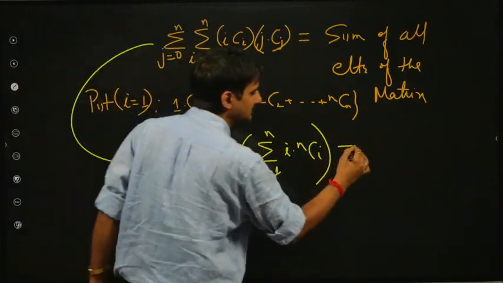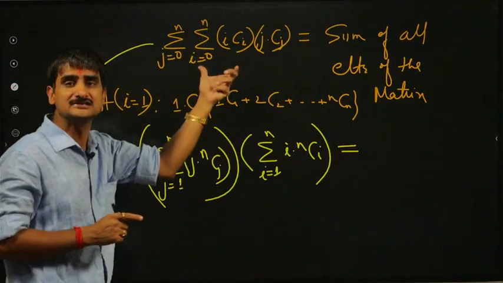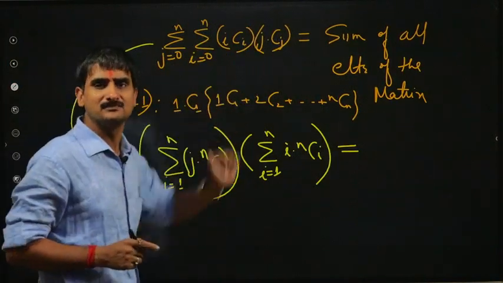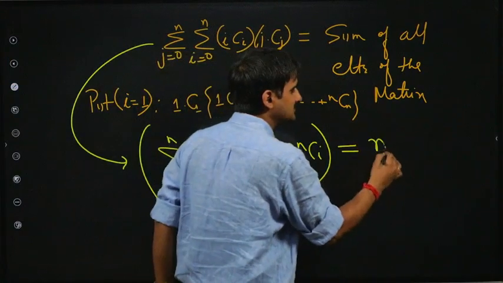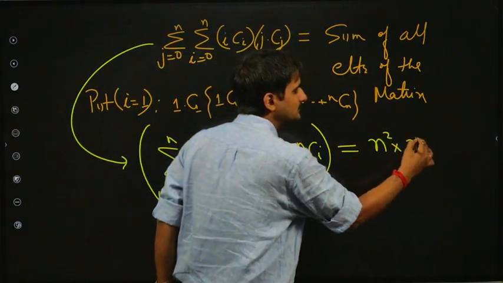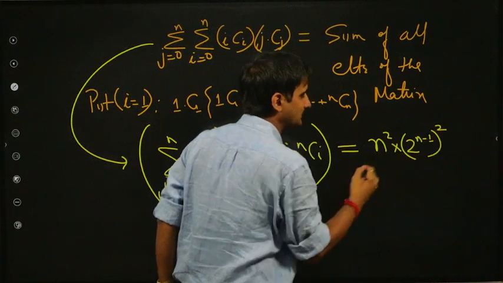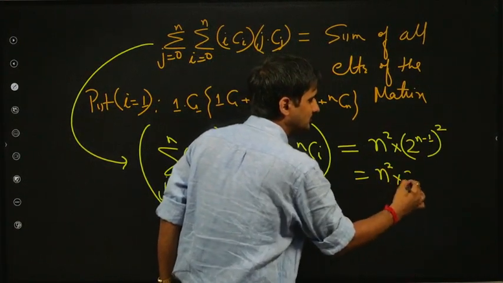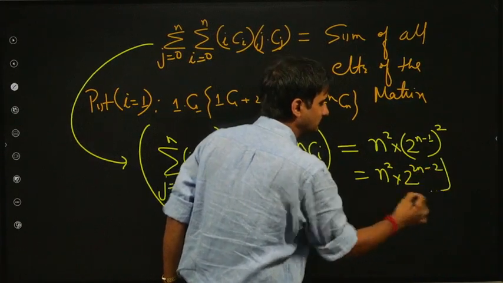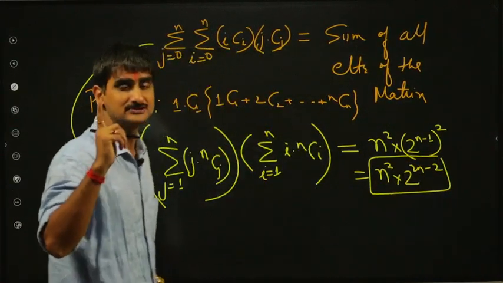So this series, rather the sum of all the elements of the matrix, is given by N square into 2 raised to the power N minus 1, whole square. So N square into 2 raised to the power 2N minus 2. That's the sum of all elements of the matrix.